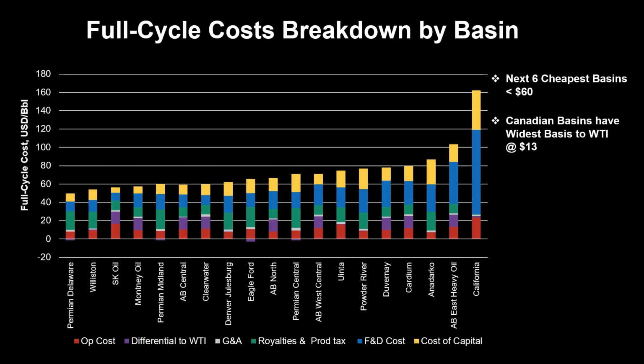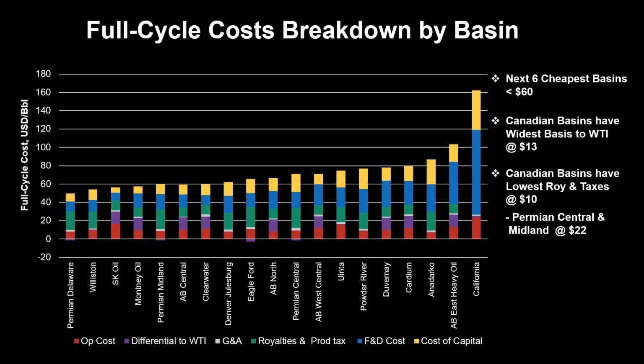On the other hand, Canada has the lowest royalties and taxes at just over $10 per barrel. Permian Central and Midland have the highest taxes at almost $22 per barrel. And Canadian plays have the highest F&D, which contributes to overall higher full-cycle costs compared to US basins. While well costs for Canadian plays are comparable with wells with similar depths in the US, Canadian wells have lower initial productivity and EUR, which is the estimated ultimate recovery.